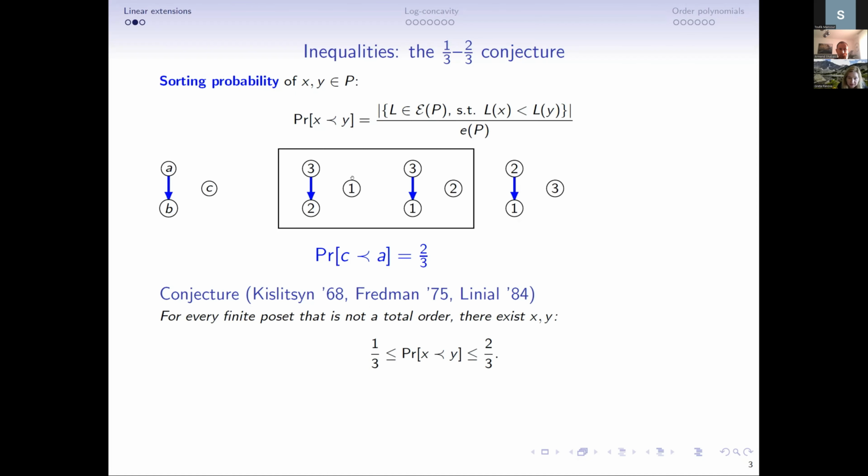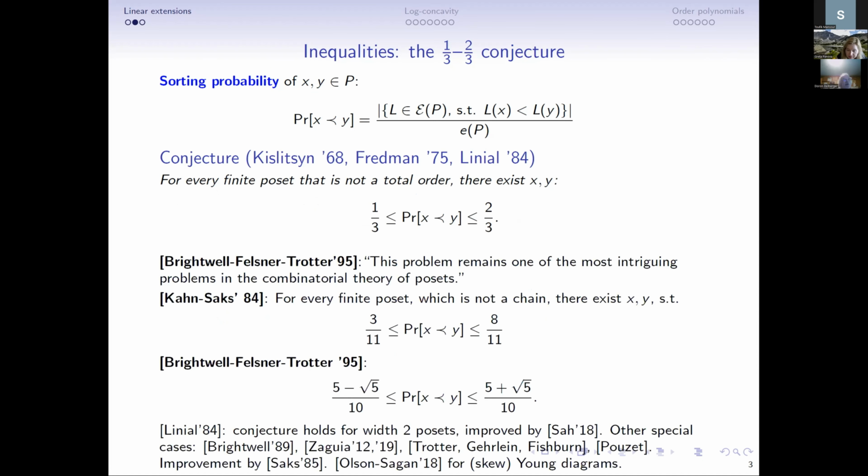And as you can see, equality is achieved, but so far, the known cases where equality happens on either side of this interval are when the poset is comprised of smaller posets of this form.